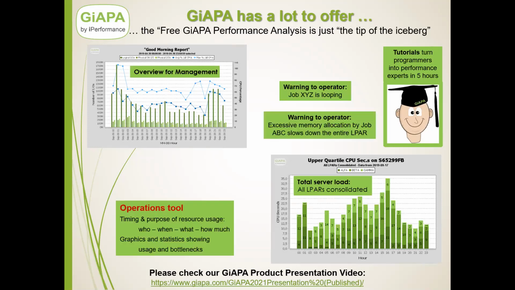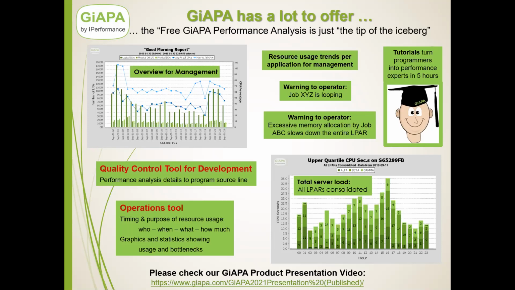Operations loves GiAPA because independent of what happened, data about who used which resources are always available, so any unusual delays can be explained. Management enjoys the graphs capable of showing trends per application. Development will use GiAPA to ensure that the programs perform well.